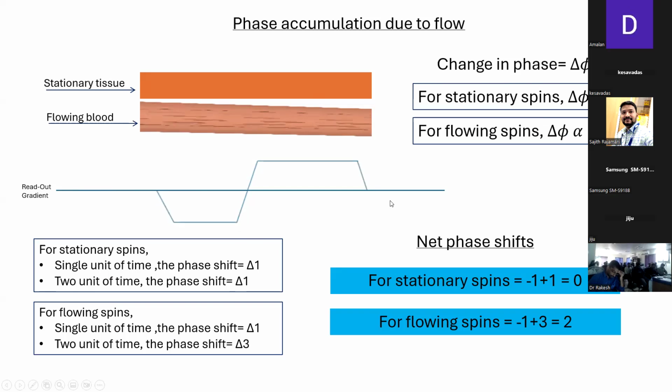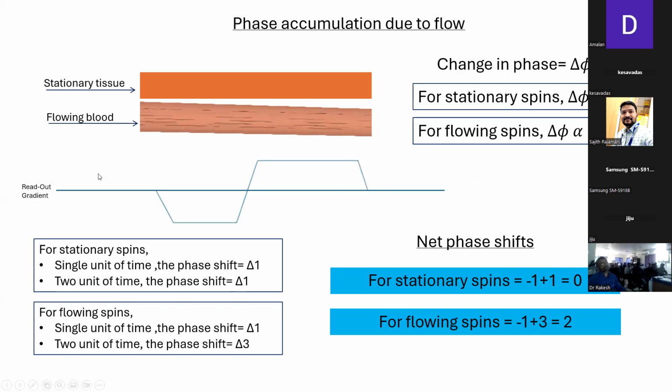For stationary spins, there are some equations. For stationary spins, the delta phi is proportional to time, and for flowing spins, the delta phi is proportional to t square. This is a hypothetical example shown by Dr. Michael Lipton in his textbook called Totally Accessible MRI. This is to understand how flow and flow compensation work in MR.